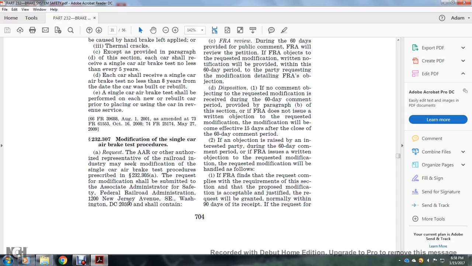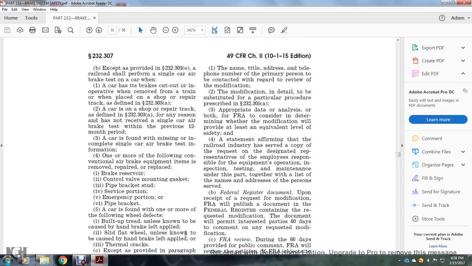Washington, D.C. 20590. It shall contain the name, title, address, and telephone number of the primary person to be contacted with regard to the review of the modification, the details to be substituted for the particular procedure prescribed in 232.305(a), the appropriate data and analysis for the FRA to consider in determining whether the modification will provide at least an equivalent level of safety, and a statement affirming that the railroad industry has served a copy of the request on the designated representative of the employees responsible for the equipment operation, inspection, testing, and maintenance under this paragraph, together with a list of the names and addresses of the persons served.